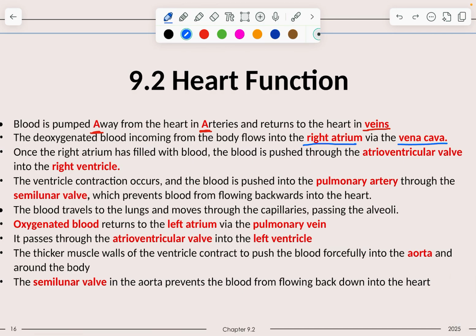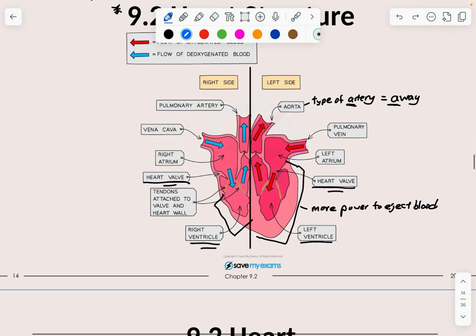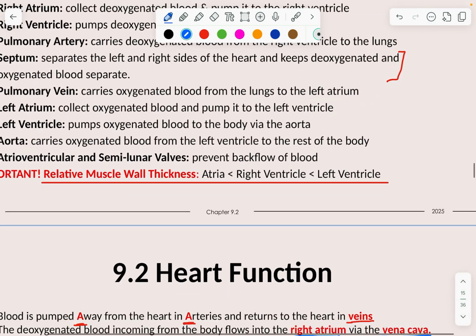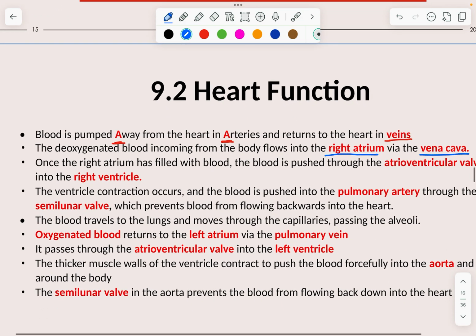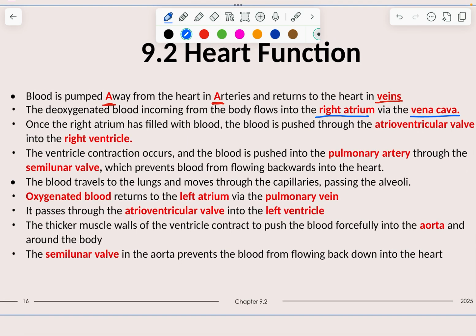Once the right atrium has filled, the blood is pushed through what you know as the atrioventricular valve. Just now, what I didn't mention to you is the names of the valves. I'm sure you can see here is one valve, here's another valve. Both the left and right valves are known as the atrioventricular valve, or you can say AV valve. What is the function of these valves? Whether it's the atrioventricular valve or the semilunar valve, what it does is prevent the backflow of blood. They prevent blood from going back to its initial position. You want to make sure that blood is always flowing in one single direction.